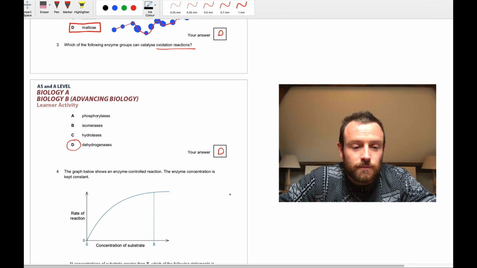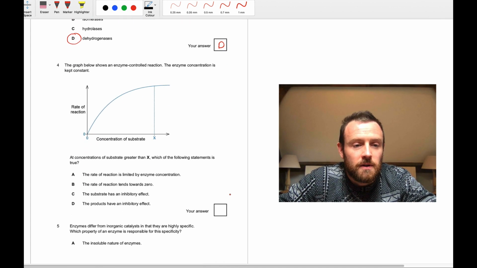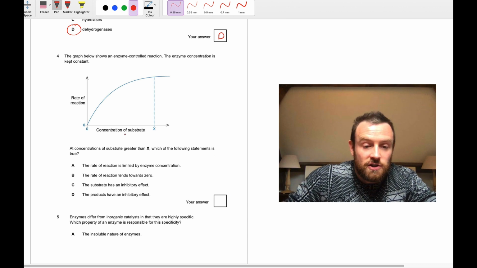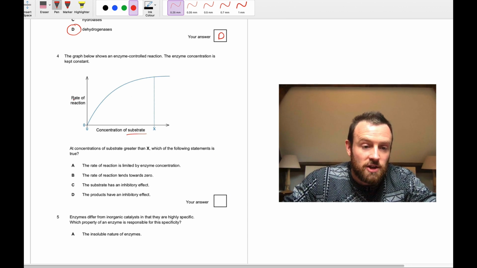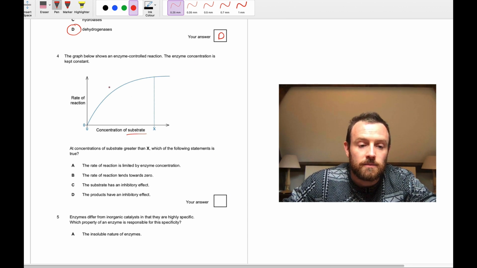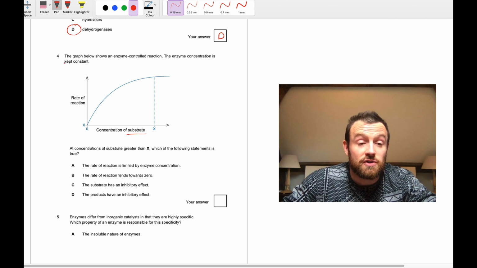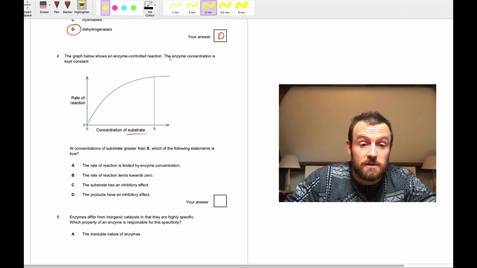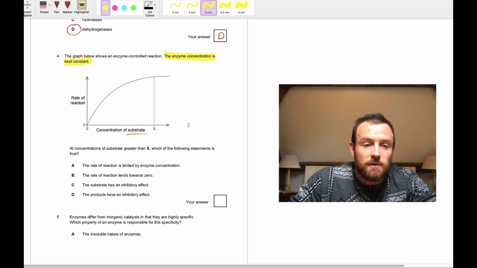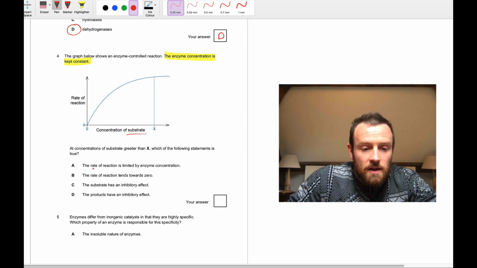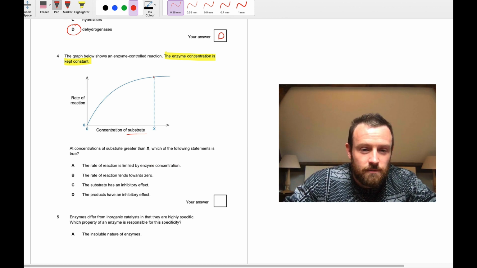Moving on. Question 4. So here we have concentration of substrate going along the bottom and rate of reaction here. So the enzyme concentration is kept constant throughout. That's important. The enzyme concentration is kept constant. At concentrations greater than X, which of the following statements is true? The rate of reaction is limited by enzyme concentration after X. Could be. I think that one might be it. Let's go back to it.